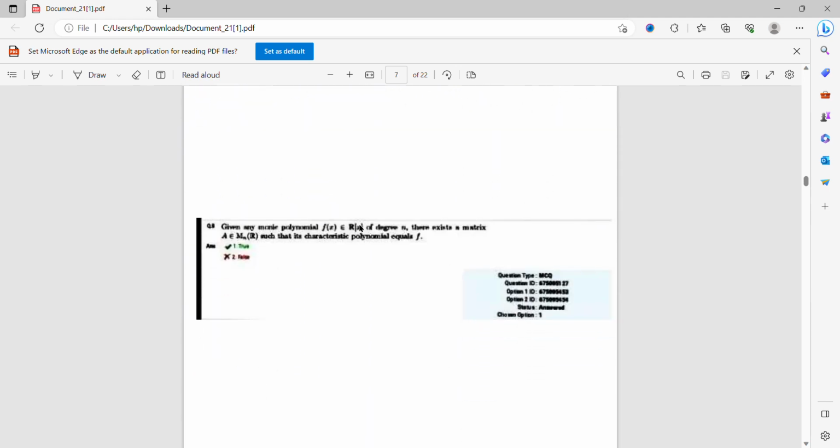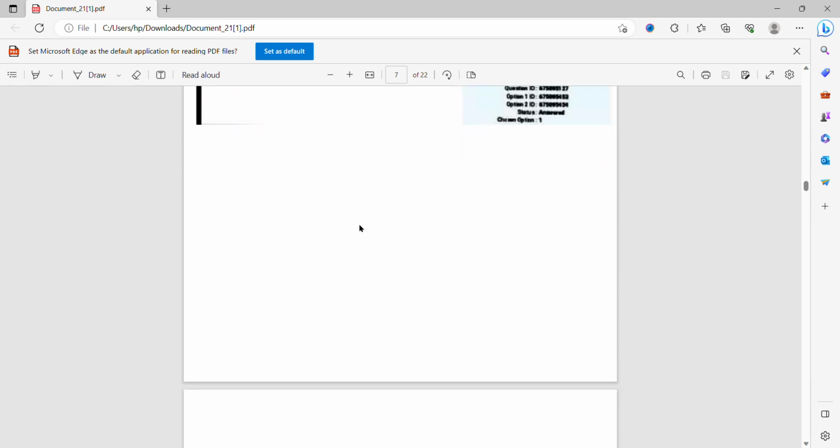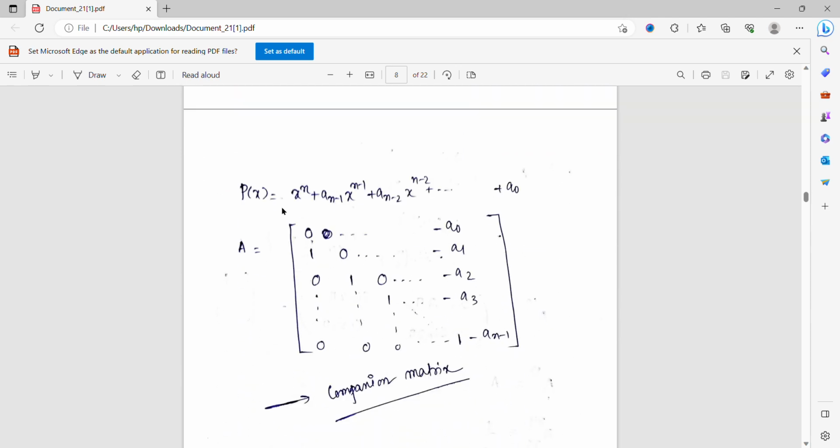Now come to the next problem. Given any monic polynomial f(x) belonging to R[x] of degree n, there exists a matrix A belonging to M_n(R) such that its characteristic polynomial equals f. Actually, this is the statement of a companion matrix. I will not discuss it in great detail, because you can search for companion matrix on Google and you will have enough information. Okay, I just write down the companion matrix.